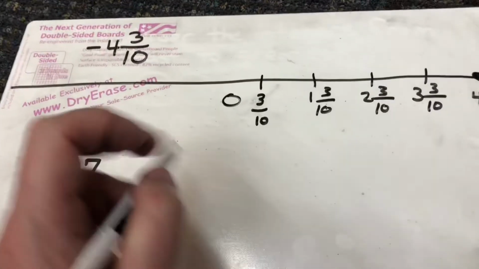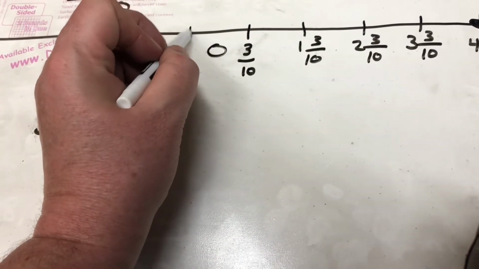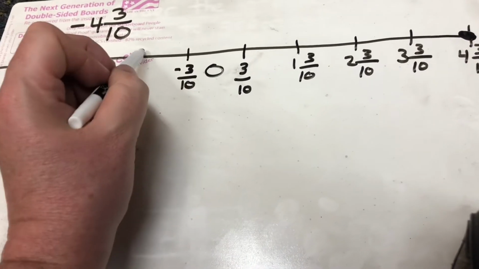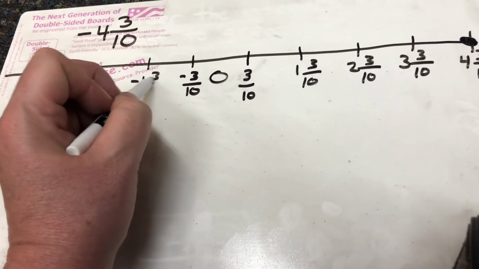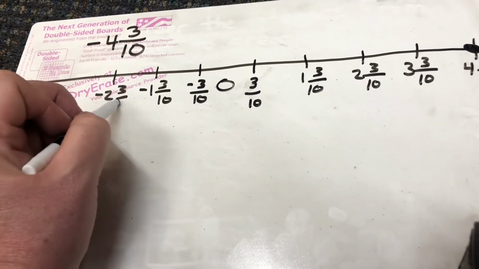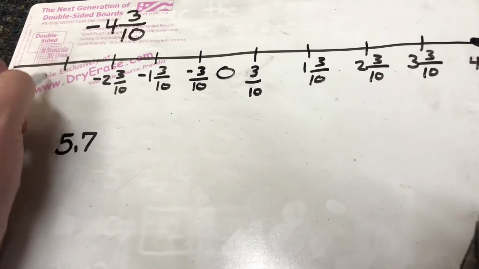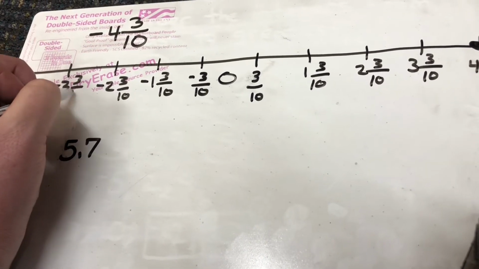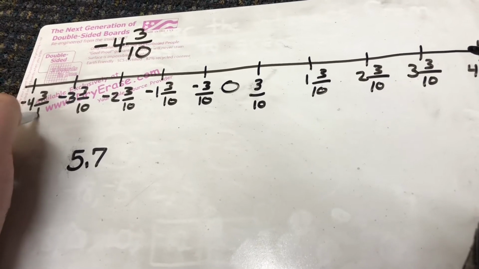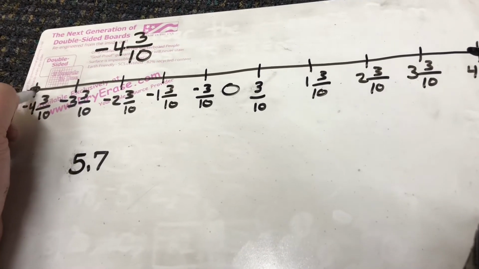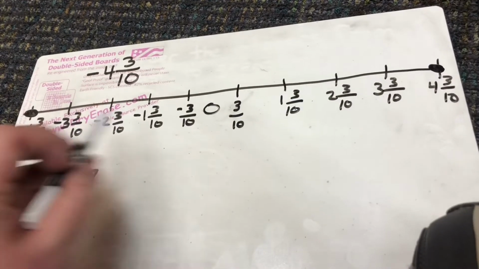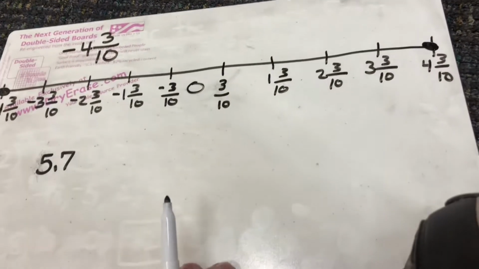And then I'm going to do the same thing over here. I'm going to get a little closer than a full interval. That's going to be negative 3 over 10. Then I'm going to have negative 1 and 3 over 10, negative 2 and 3 over 10, negative 3 and 3 over 10, and negative 4 and 3 over 10. That's the actual number. I graph that, fill that in. And there I've got the number and its opposite graphed.